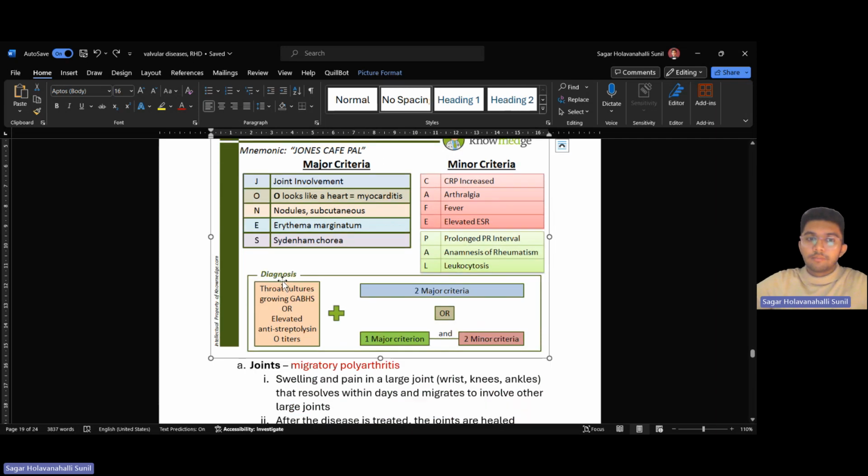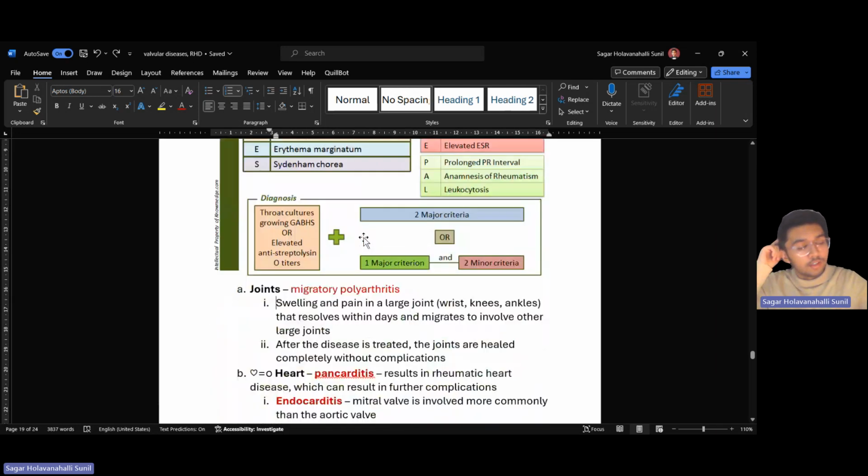If you want to diagnose them, you either take a throat culture, or you can look at anti-streptolysin O titers within the blood, and you can also look at two major criteria of these Jones. Or you can take the same thing, elevated anti-streptolysin O titers and throat cultures, and combine it with one major criterion and two minor criteria. So look for these. In either pathway, if there's a positive result, it can mean that there could be a rheumatic fever.